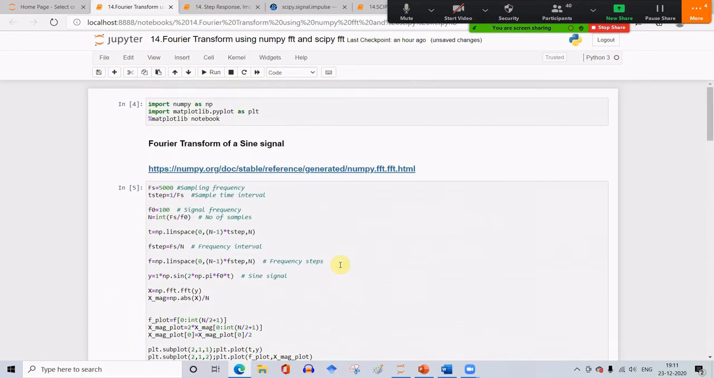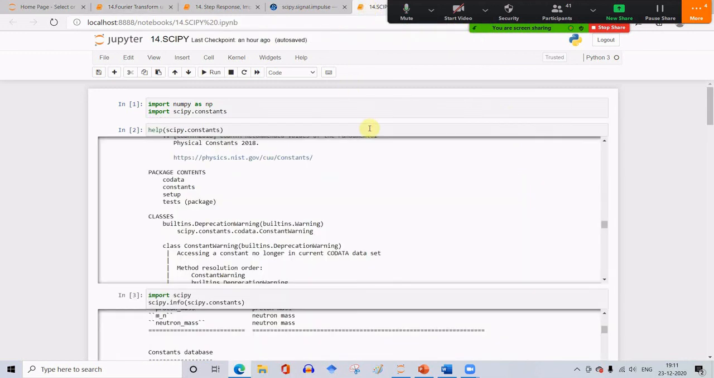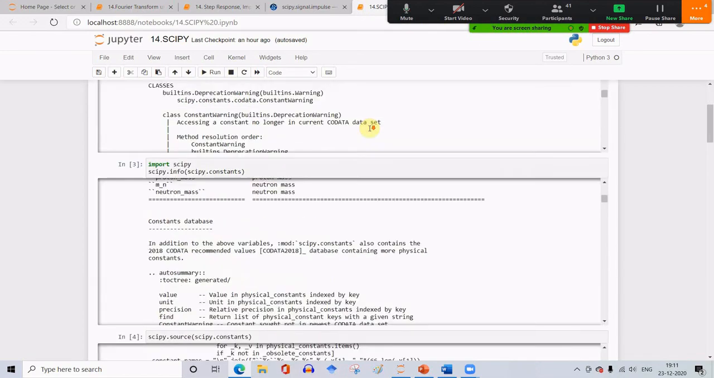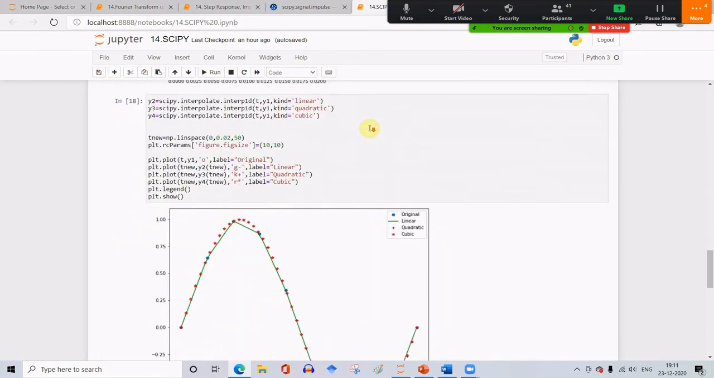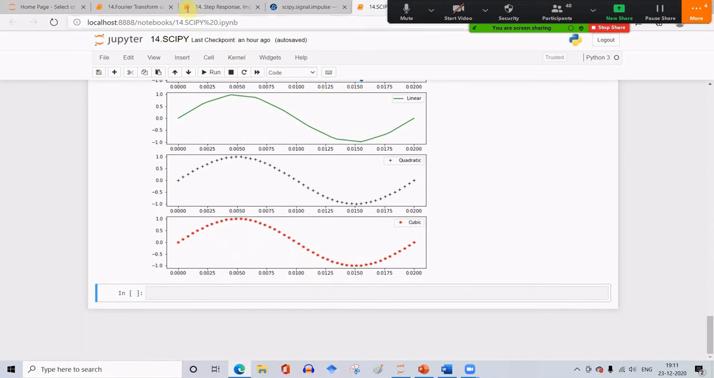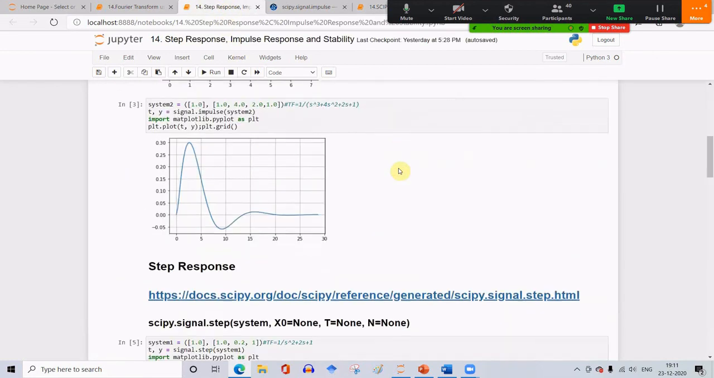Any doubts? No? Any doubt in the previous part? I did not ask about the SciPy package. Any doubts? Or step and impulse responses?